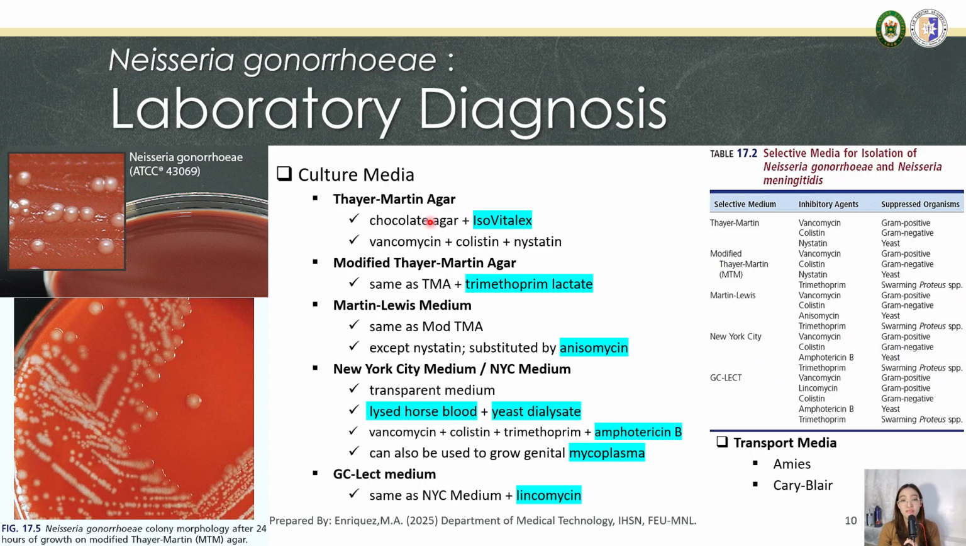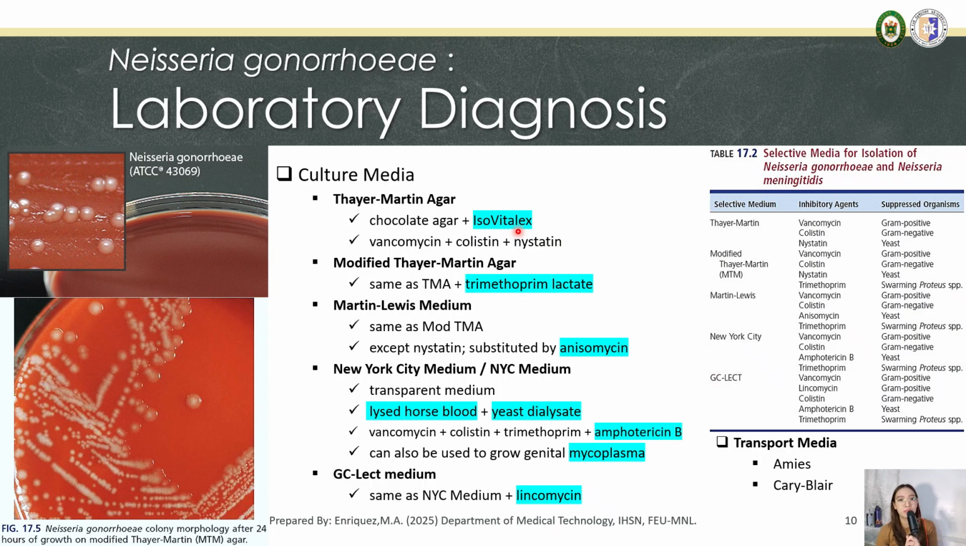All right, so vancomycin works against gram-positive organisms. So it prevents the growth of gram-positive organisms. Next, colistin would prevent the growth of gram-negative organisms, and nystatin would prevent the growth of commensal fungi or yeast organisms. Okay, so lahat po ng components na ito ay para maiwasan yung growth ng mga normal flora that's present from the patient sample.